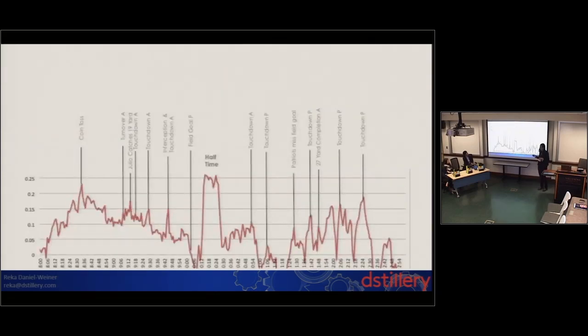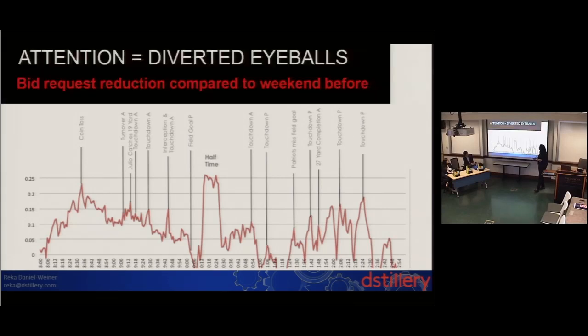So back to this. How do I know? What do you do when you don't pay attention to the TV? Fiddle with your phone, exactly. So attention is diverted, eyeballs in this case. This is the bid request reduction compared to the weekend before. This is obviously not what we're getting paid for, but it's a fun side project.